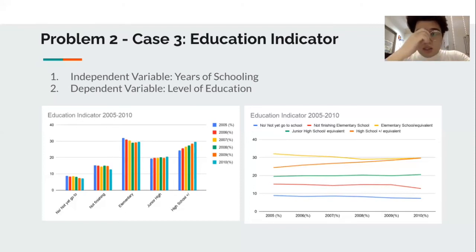And if we see from the citizens that don't finish elementary, the local maximum is increasing in 2007 to 2008, and the local minimums are in 2005 to 2006, 2006 to 2007, and 2009 to 2010. This means that in 2007 to 2008, there was an increase in citizens that don't finish elementary, while in the other years, there's a decrease in citizens that don't finish elementary.